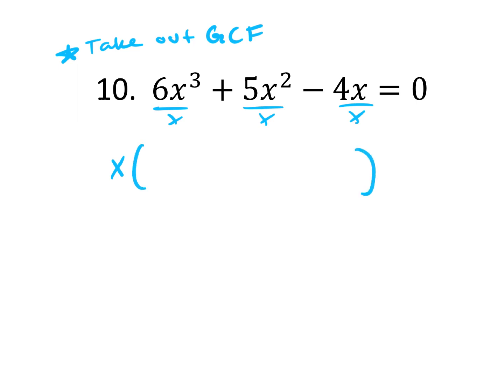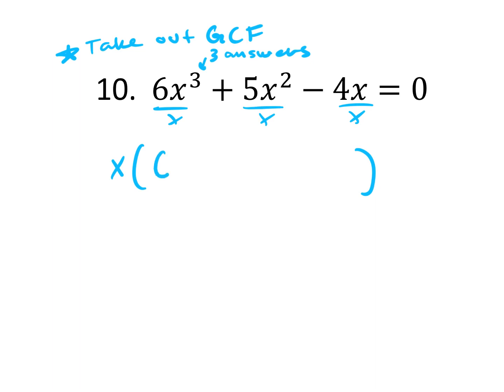When you take out the GCF that's a number, you can divide everything by that number and it'll go away. But if your GCF is an x, you need that x as part of your answer. If you just throw it away, you're losing a solution. So because our x is cubed, this tells us that we're going to have 3 answers. So we can't just get rid of that x. We got to leave it on the outside.